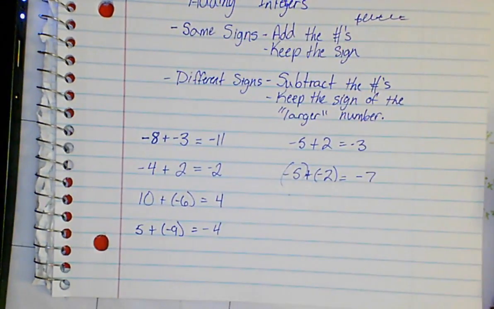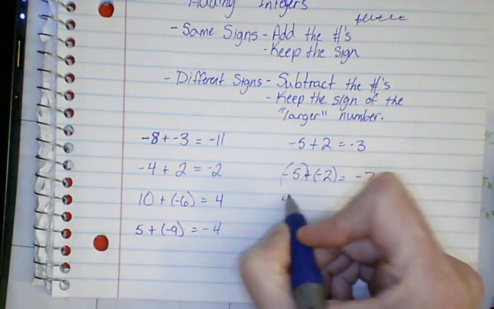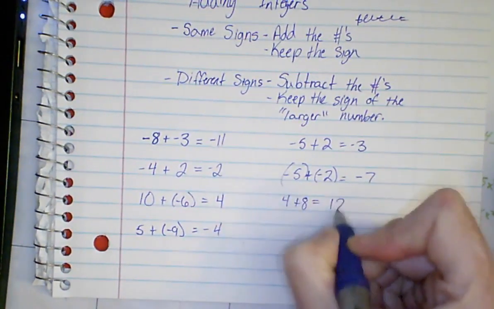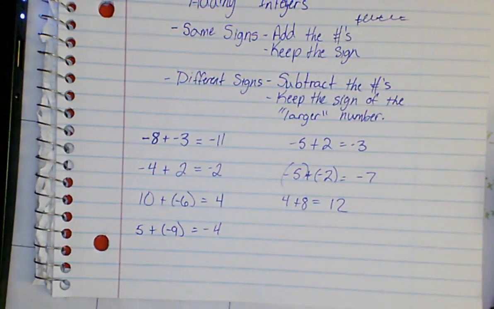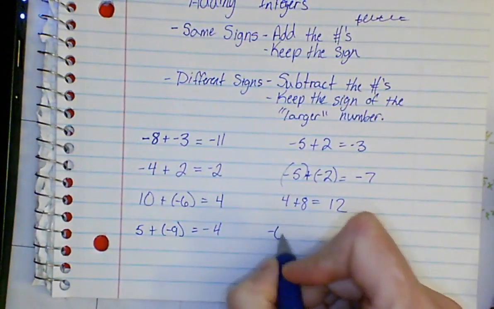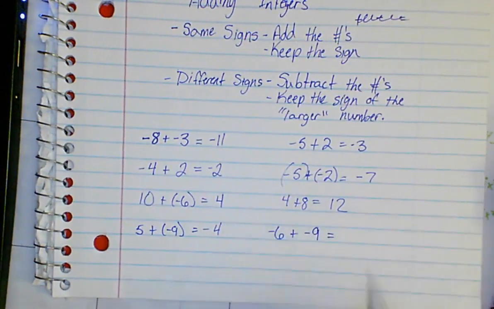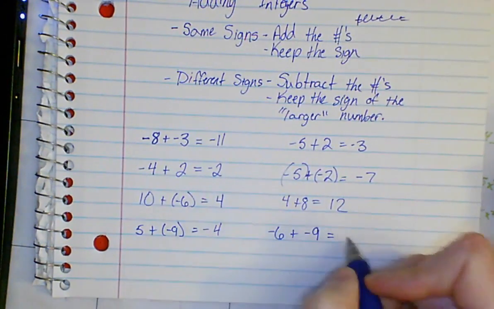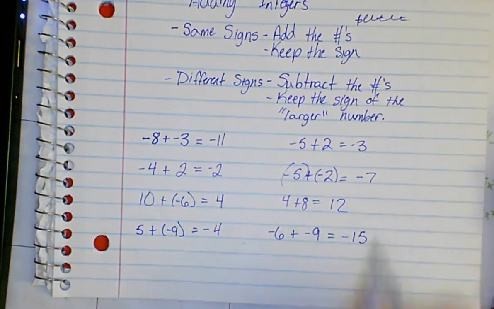4 plus 8, that's simply 12. Again, they have the same sign, you add them, you keep the sign. Negative 6 plus negative 9, add them together, that will be 15, and then it will be negative 15, you keep the sign.